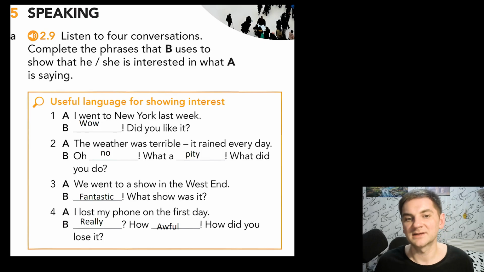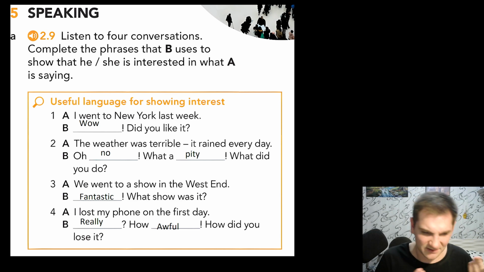Now listen again and repeat. Copy B's interested intonations, like how did you lose it? Or what did you do? And so on. No, I mean, don't overreact, just a normal reaction, but with a little bit of surprised intonation, so to speak. But you got the idea. Practice it. 2.9.